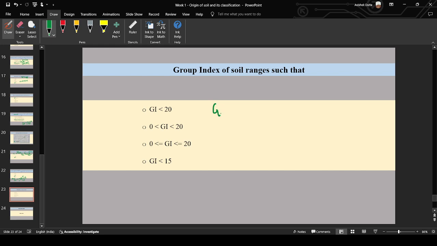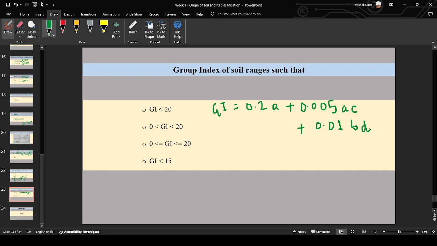Group index, or GI, the formula is 0.2A plus 0.005AC plus 0.01BD. What are A, B, C and D?